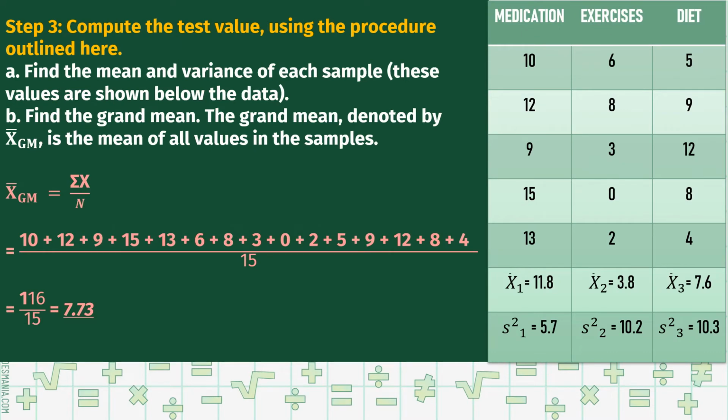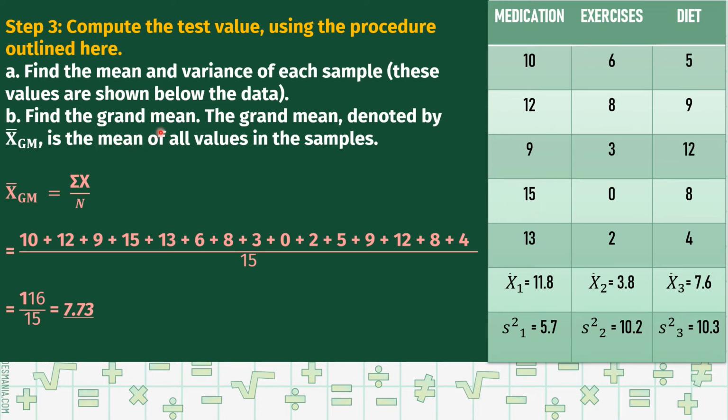For step 3, compute the test value using the procedure outlined here. For A, find the mean and variance of each sample. So these values are shown below the data. So here is our data. And the mean of the first group is equal to 11.8, for the second group is 3.8 and for the third group is 7.6. And the variance for the first group is equal to 5.7, for the second group is 10.2 and for the third group is 10.3.